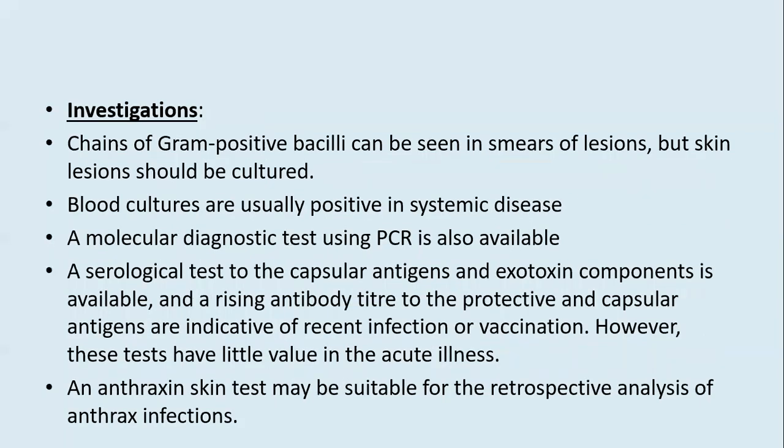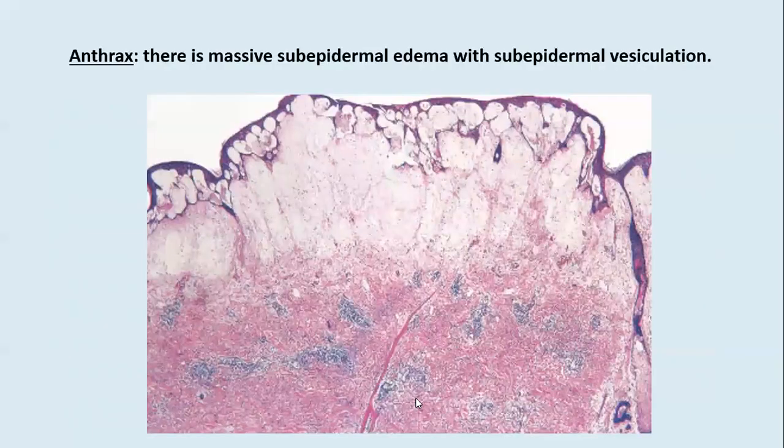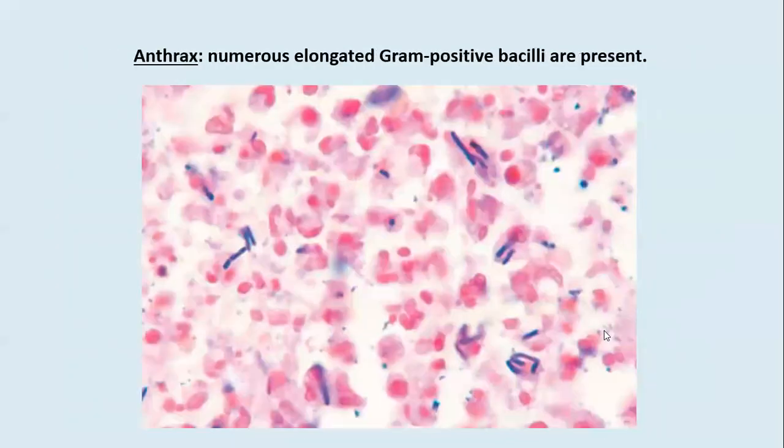Investigation. Chains of gram-positive bacilli can be seen in a smear of the lesions, but skin lesions should be cultured. Blood culture is usually positive. PCR is an important diagnostic test. Serological tests are employed to detect the exotoxin components. The anthraxin skin test is available, but usually only in specific laboratories. Histologically, cutaneous anthrax is characterized by massive subepidermal edema with subepidermal vesiculation, and numerous gram-positive bacilli are seen in the edematous stroma.